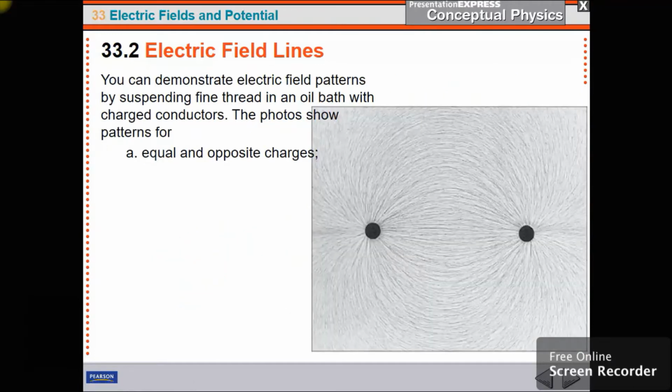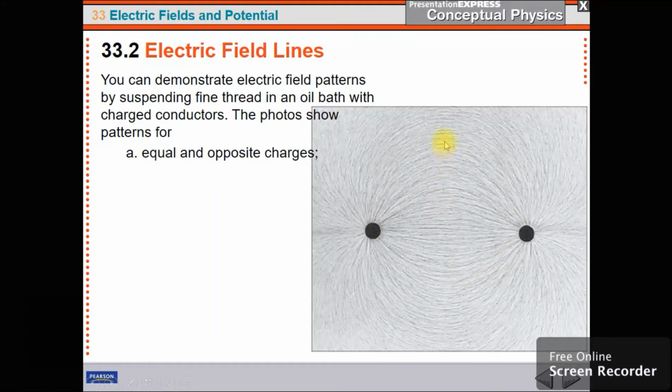Okay, and now some real world examples. Let me just read this. You can demonstrate electric field patterns by suspending fine thread in an oil bath with charged conductors. The photo shows patterns for equal and opposite charge. So this is, I don't know if this is the positive or negative, but that's the opposite. And you can see the field lines in the picture.